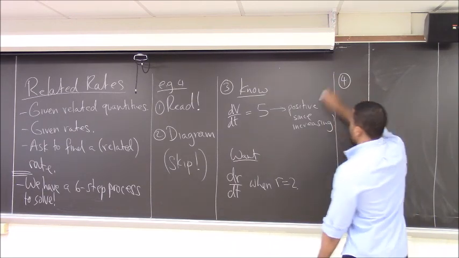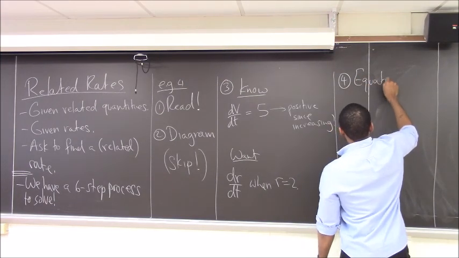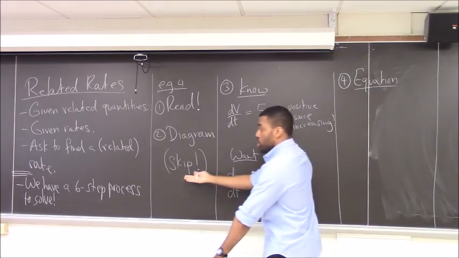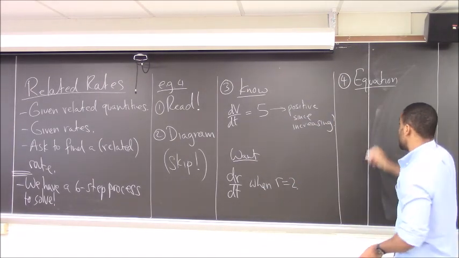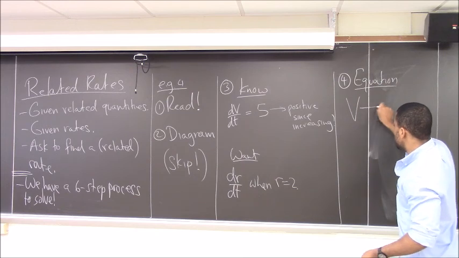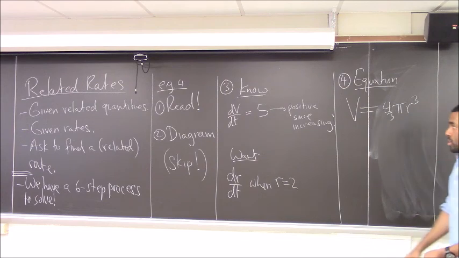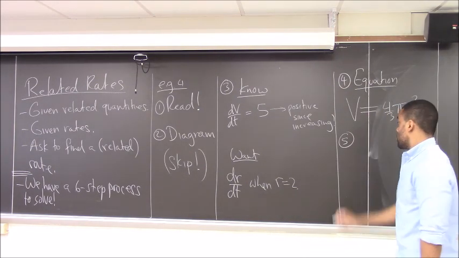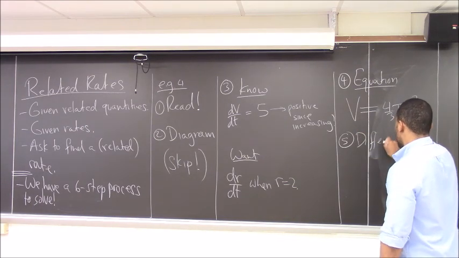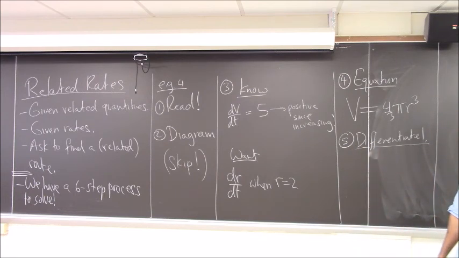So what's step 4? Equation. You come up with the equation. Now usually, step 2 would help us come up with the equation we want to use in step 4, but here the equation was actually given to us. So that was V equals 4/3 pi r cubed. So that's step 4, to come up with that equation. Step 5, at this point you differentiate implicitly. Derivative of V, dV over dt.